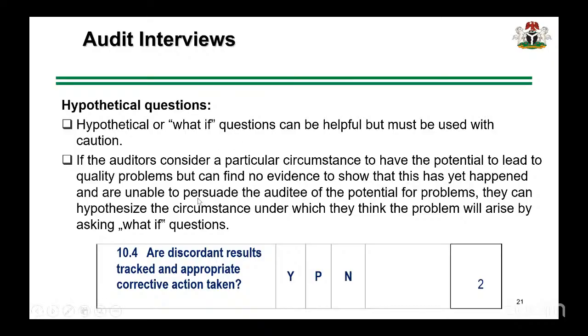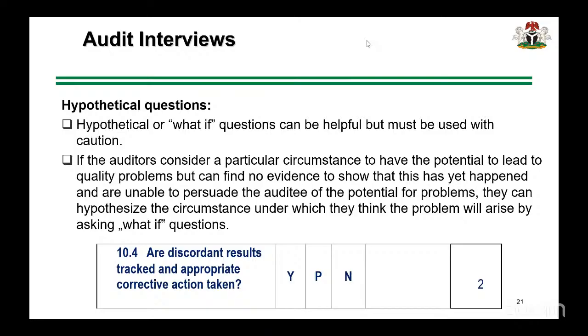Now, an example of a hypothetical question: are discordant results tracked and appropriate corrective action taken? Yes, partial, no. So it's a way of asking a question hypothetically: what if this happens? It is not retrospective, it is hypothetical. You are trying to give a scenario of discordant results being tracked and appropriate corrective actions taken.